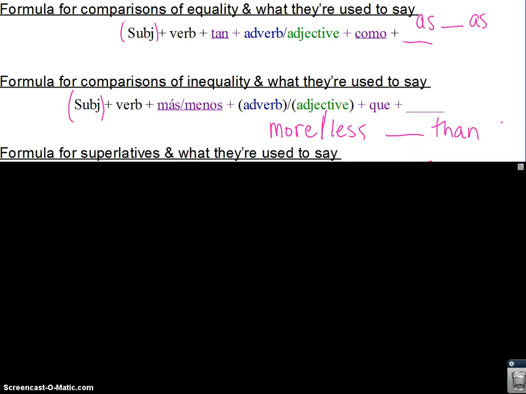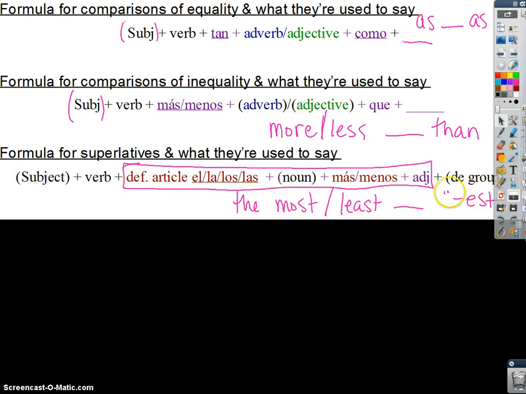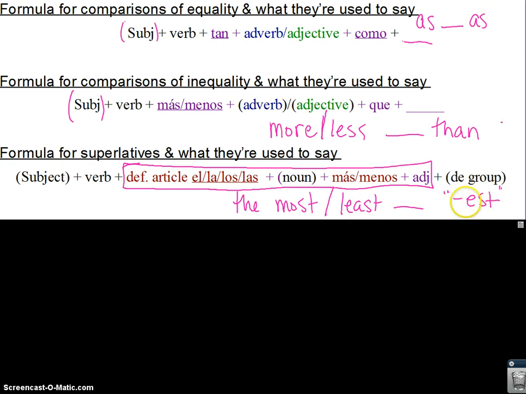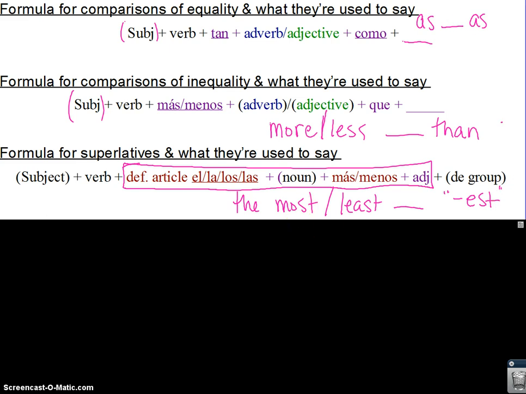Formula for superlatives and what they're used to say. They're usually used to say that someone or something is the most or least blank. In English, it's usually EST: smartest, prettiest, tallest. It equals EST. But in Spanish, it's the most or least blank. You need your subject plus your verb. It's very important to have your definite article. Then you may or may not have your noun, más o menos, your adjective, and you might have the group that you're comparing it to.